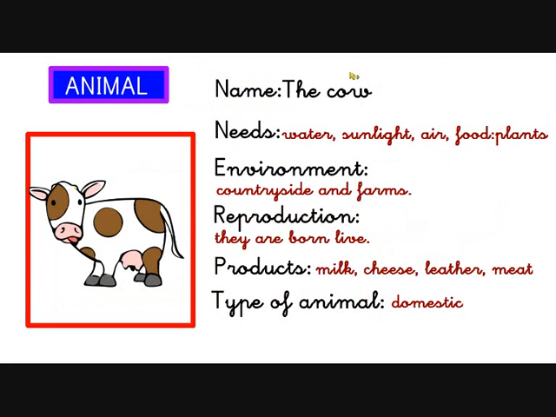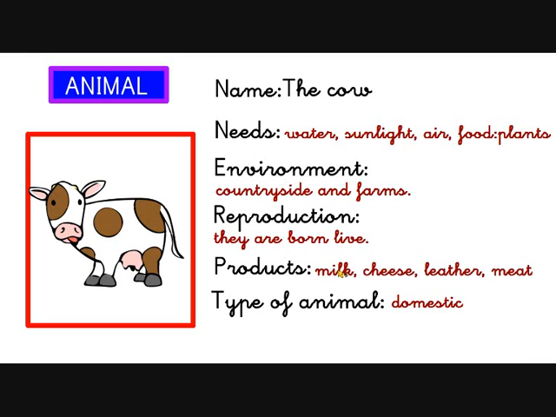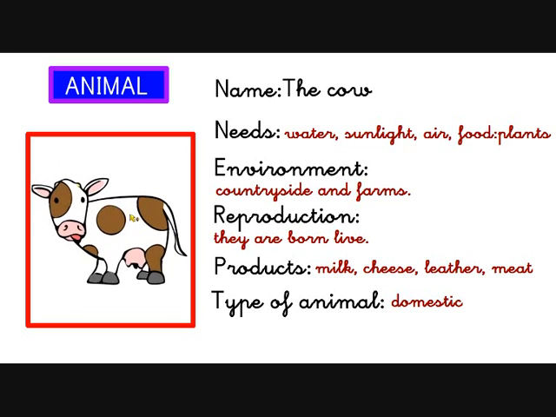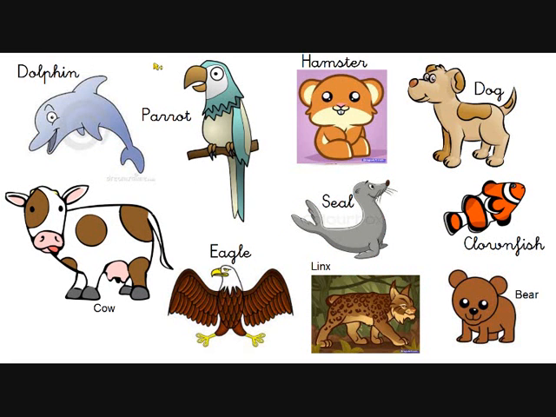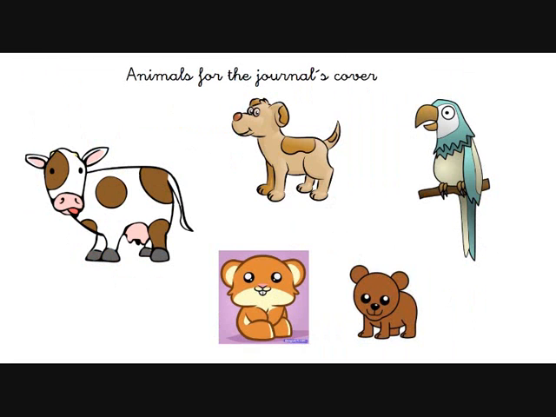And this is an example of the animal. As you see, it is complete. Name: the cow. Needs: and so on. Environment: countryside and farms. Reproduction, products, domestic, and so on. And the photograph. This is finished. Okay, remember the animals, and remember that you have to make a cover for your journal with the animal that you are given.